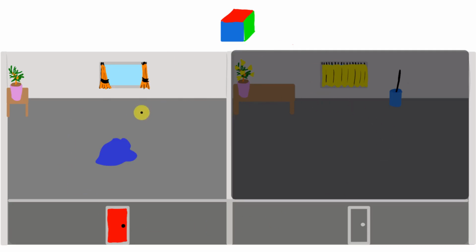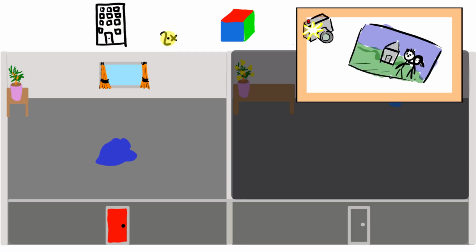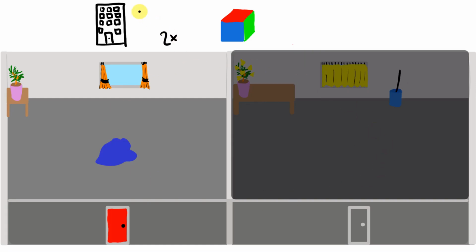Here are two pitchers. One pitcher. Two pitchers. One, two. They're pictures. Pictures of an apartment. This is an apartment building. And these are two pictures of apartments. Apartments in an apartment building.